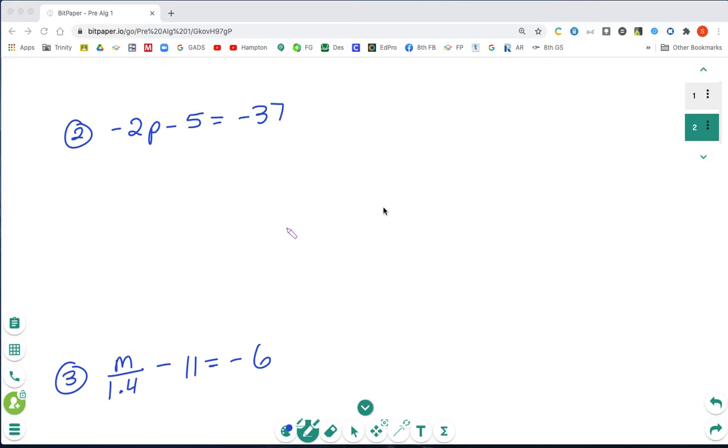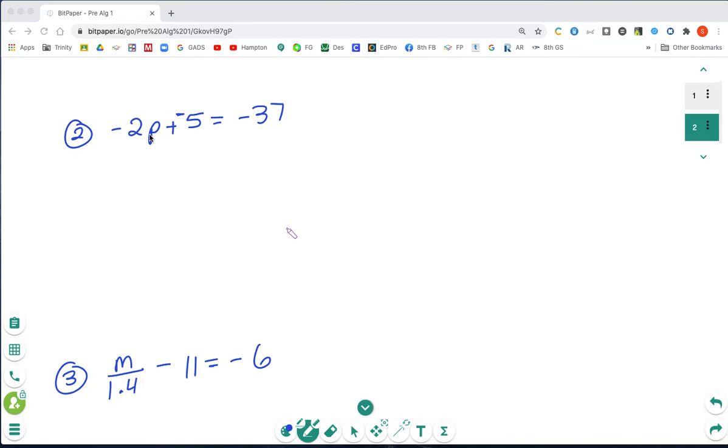All right, first thing that we're going to do is look at the subtraction sign, and because we never subtract, we keep change. So we're going to keep the negative 2p, change the subtraction to an addition, and change the positive 5 to a negative 5. And now we're ready to begin.